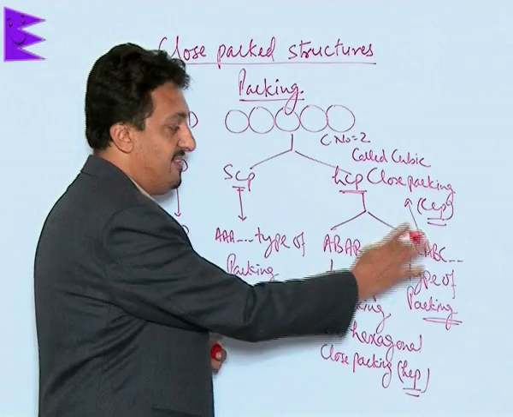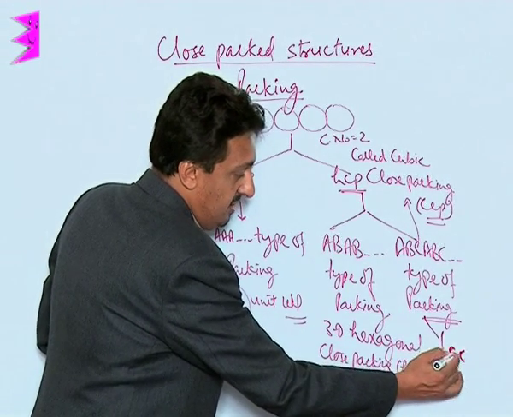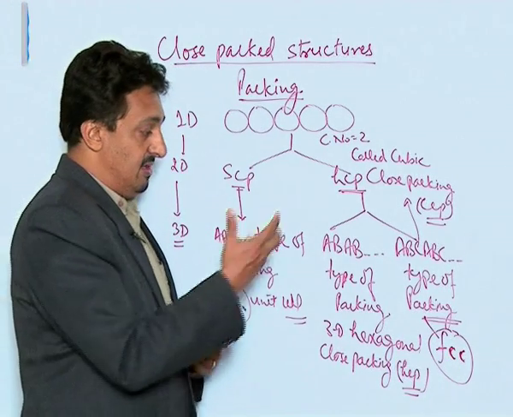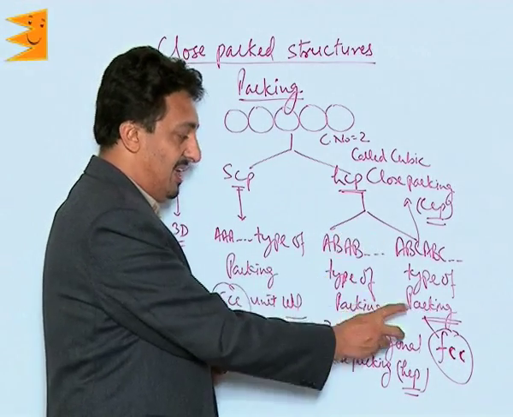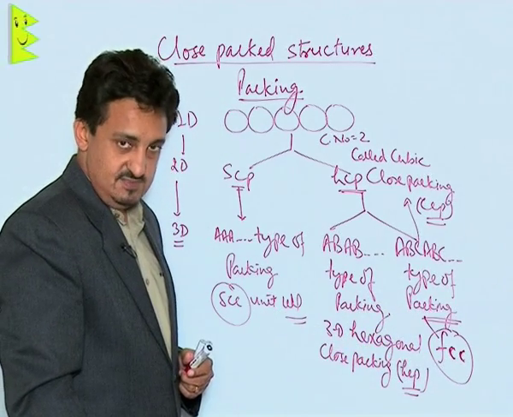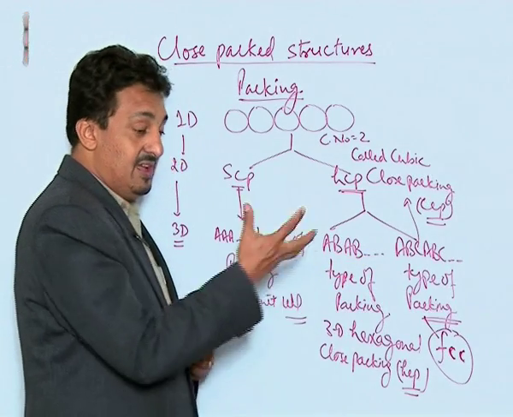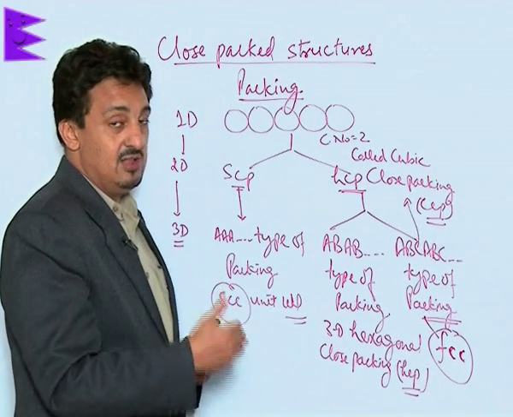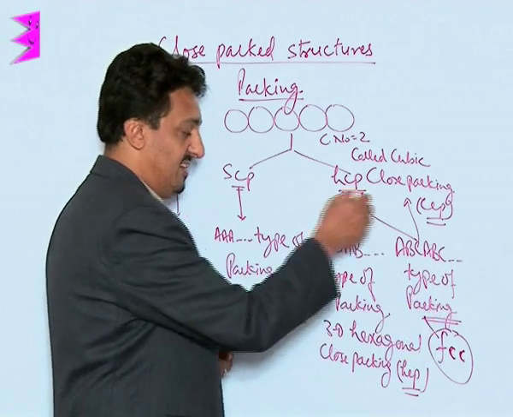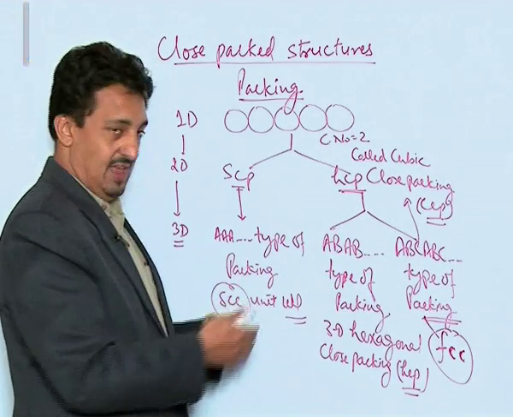In case of ABC packing, this type of packing gives you the FCC unit cell, which you can easily see in the three-dimensional diagrams from the books. Now, this AB type of packing leads to the formation of the three-dimensional hexagonal unit cell. So this forms the hexagonal unit cell, this forms the face-centered unit cell. So these are the different types of unit cells which we get out of these types of packing.